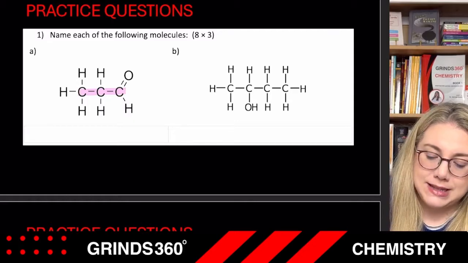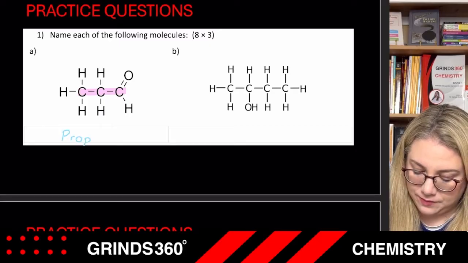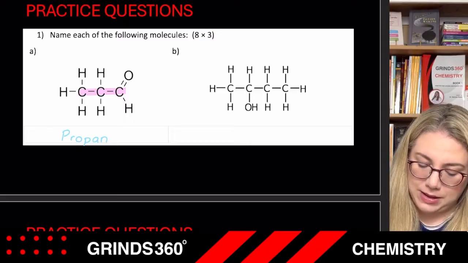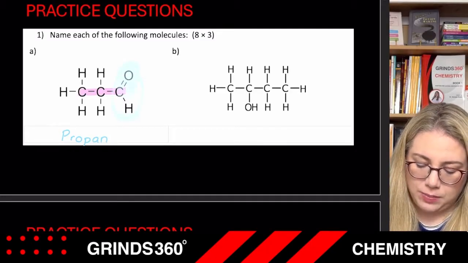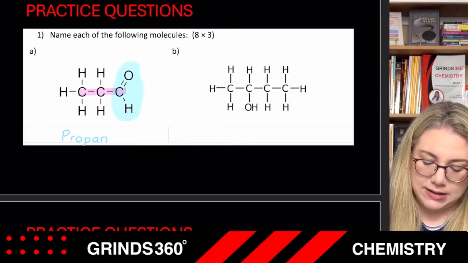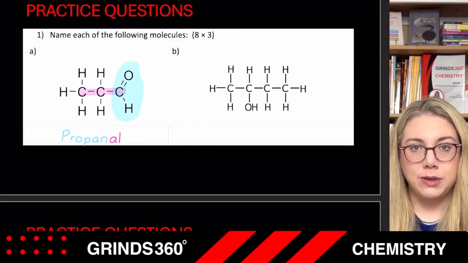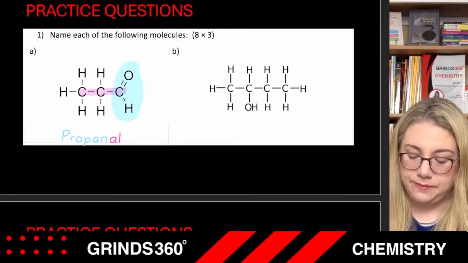So its name has to start with propan. Then we look for a family group. The family group here is this bit. You have a carbonyl group and the carbonyl carbon is attached to a hydrogen. So this is your aldehyde. So it will be propanal. Now remember, be careful with your handwriting. Make it very clear that it's AL, not OL.